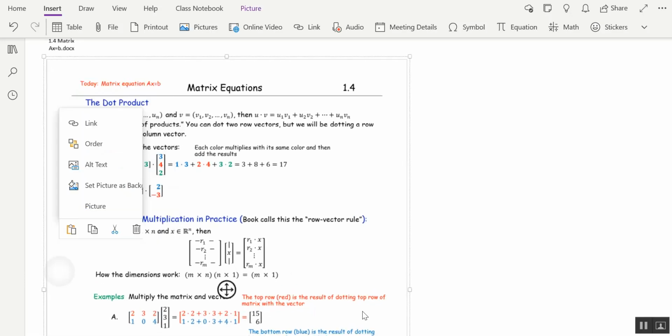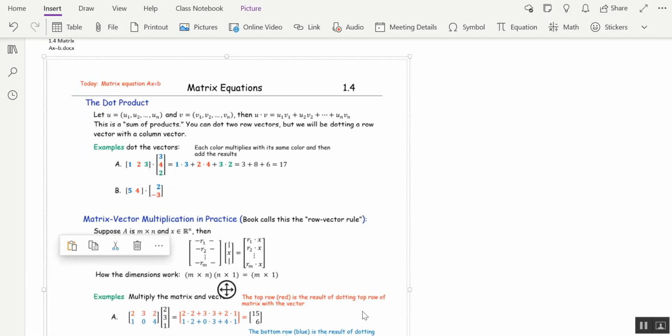Welcome to section 1.4. Today we're going to talk about the matrix equation AX equals B, and we're going to learn how to do that product. So let's start with the dot product. Many of you already know how to find the dot product between two vectors, but let's go through it anyway in case you don't know.